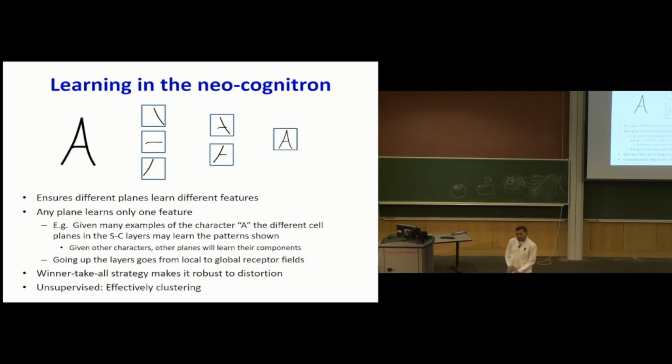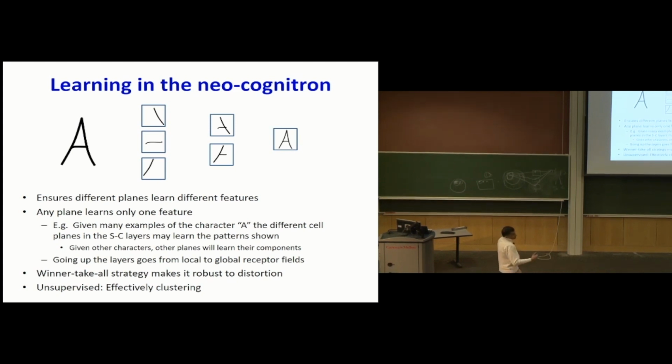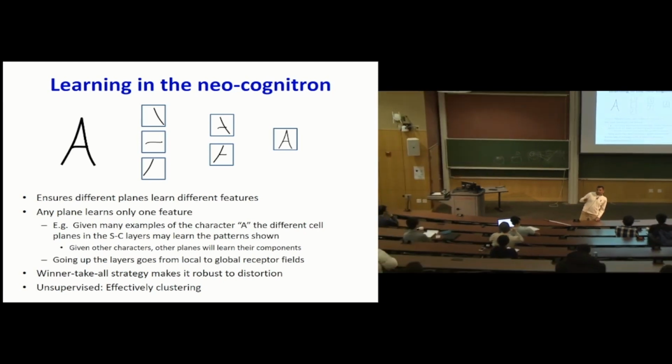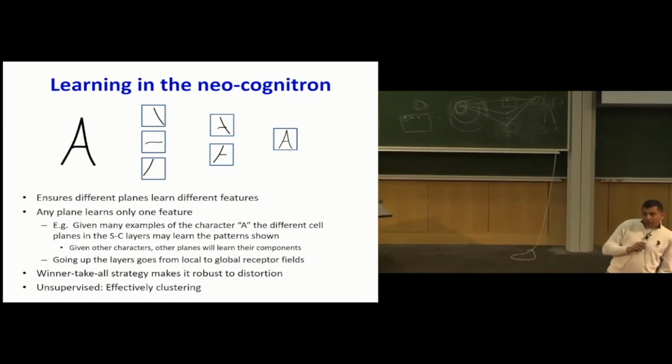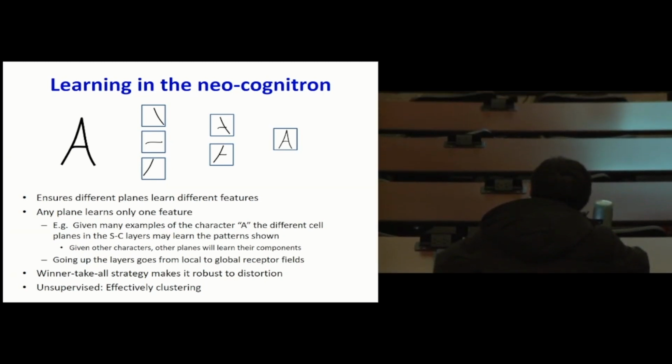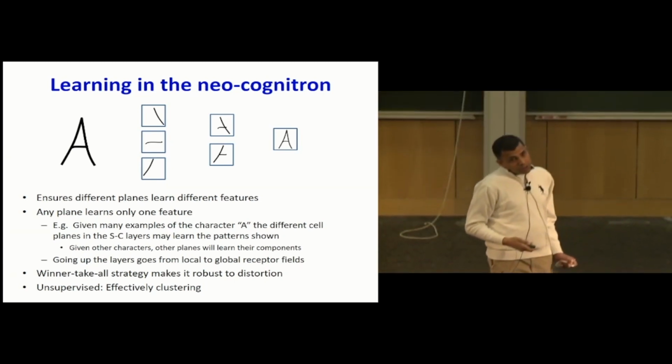He showed, using a computational implementation of his model, that if you train this system using lots and lots of images of characters, for instance, then the S cells in the first layer might end up learning patterns of this kind. In the next layer, they learn slightly more complex patterns. By the time we get several layers deep, each of the cells is learning a fairly complex pattern. And this is completely unsupervised. There is no signal. All you're doing is using Hebbian learning, starting from a random start.